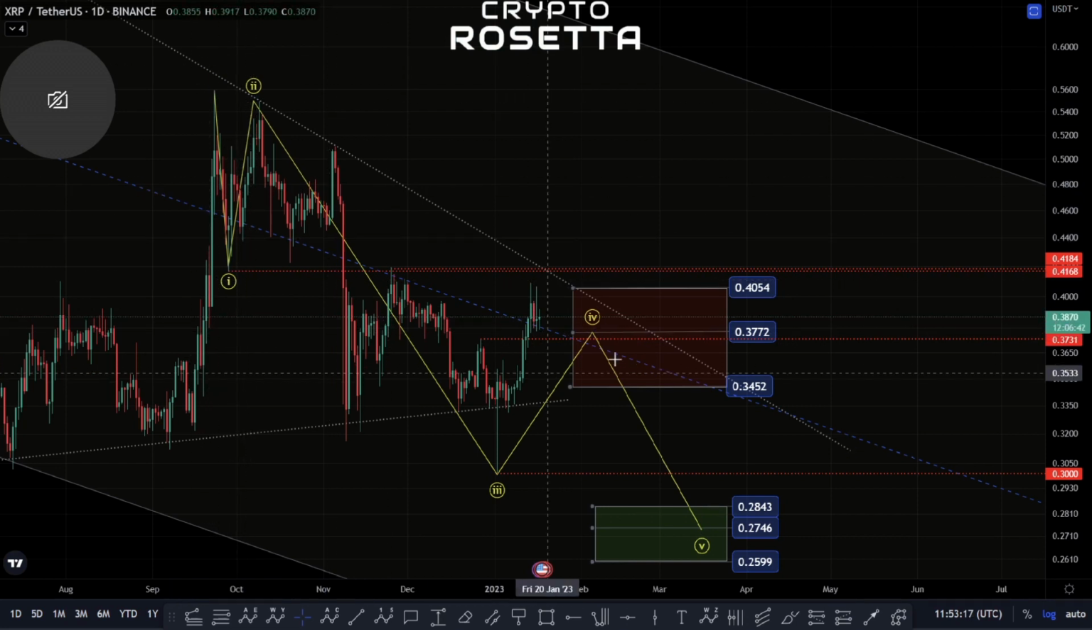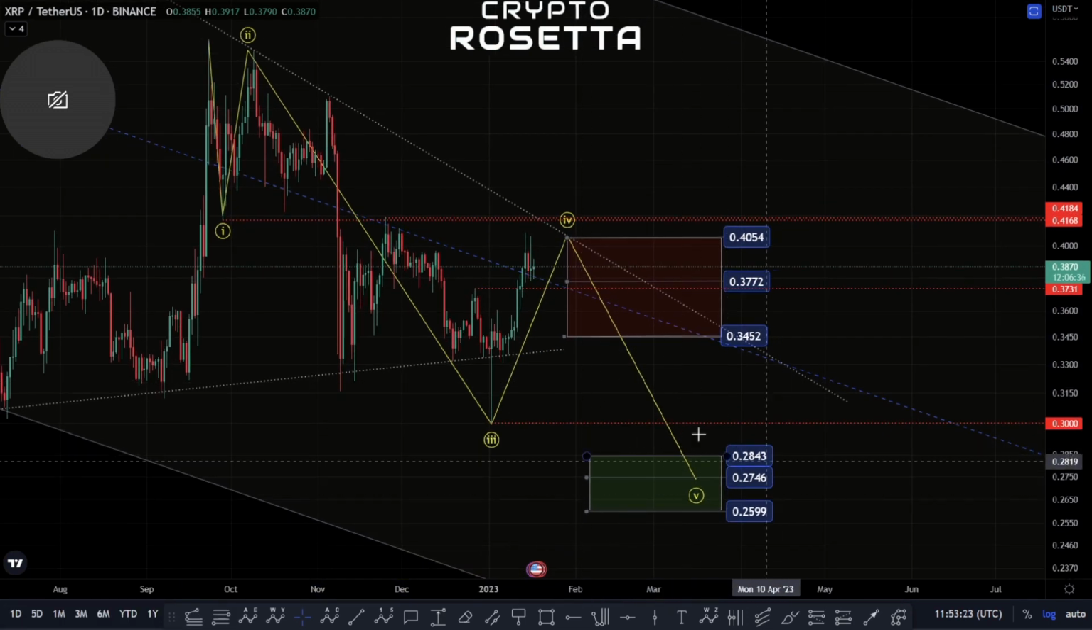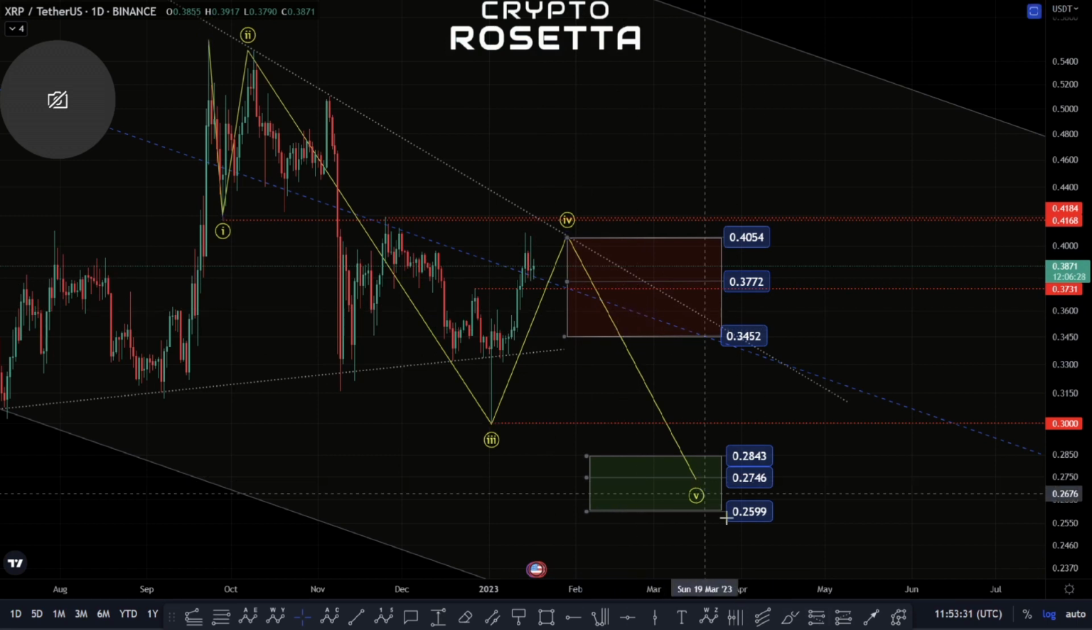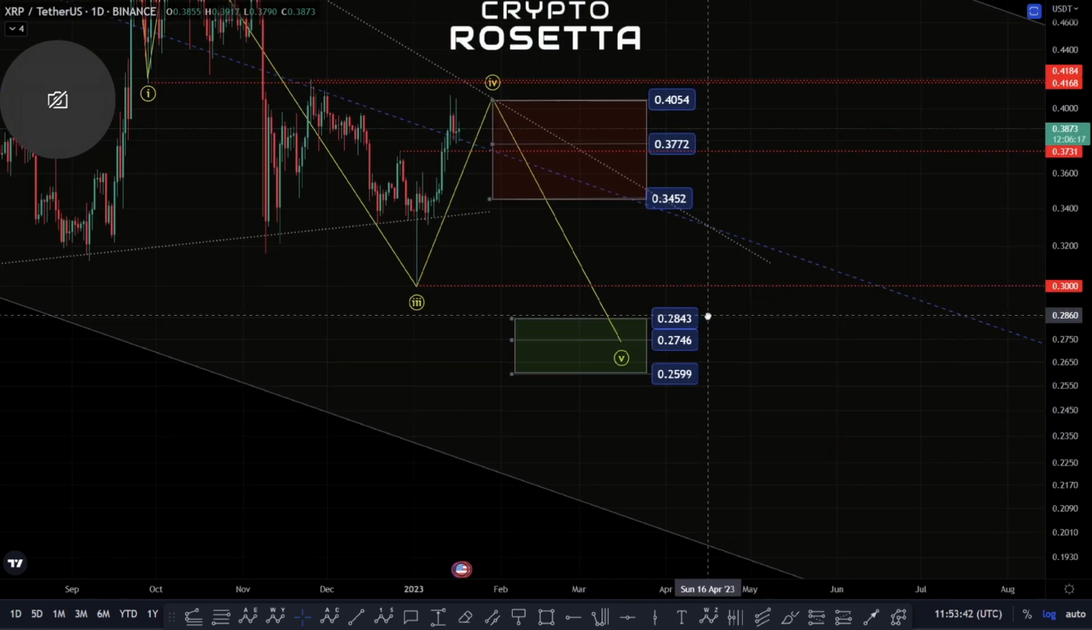So this is a lower probability thing, but if we do actually start to break down here in a 5-wave move, my first target zone would be this 28.43 to this 25.99, because this is basically the zone that we could look to travel to if it's a 5th wave. So if we do actually start to break down, this would be the immediate zone I'd be looking out for.